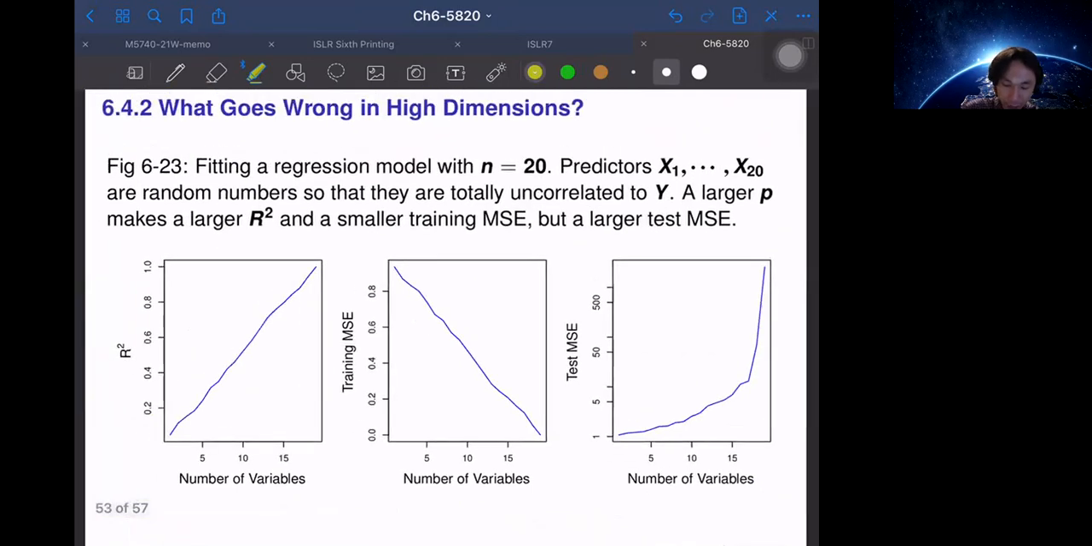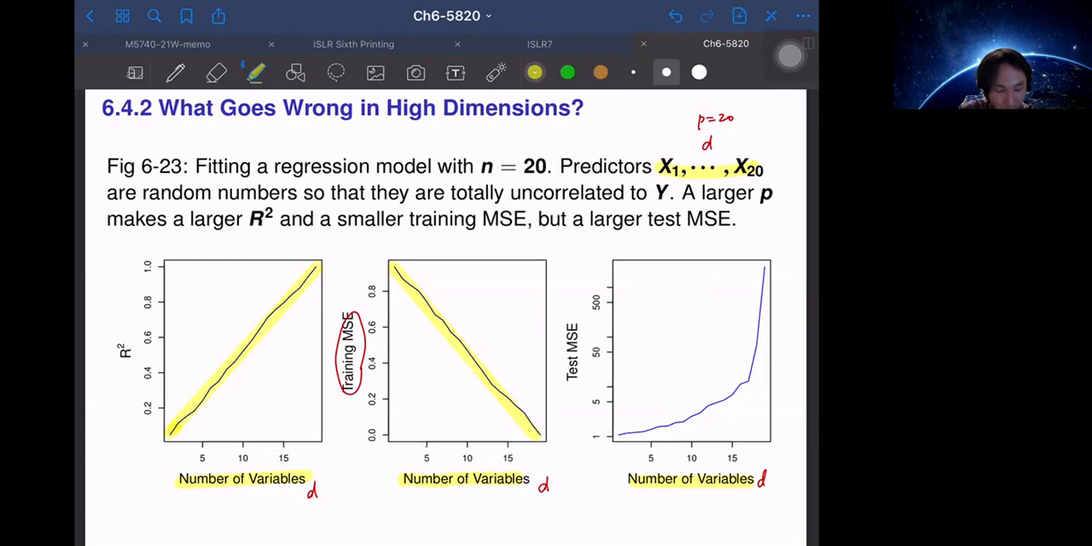So this explains the situation. The number of observations n is equal to 20, and we have 20 predictors, so p is equal to 20. What is the best d? This is the number of variables, predictors, d, and d is from 0 to 20, maybe 1 to 20. If we use training error, a larger model is always better, so it's a monotone decreasing function. And if we use R square, a larger d always means a larger R square.